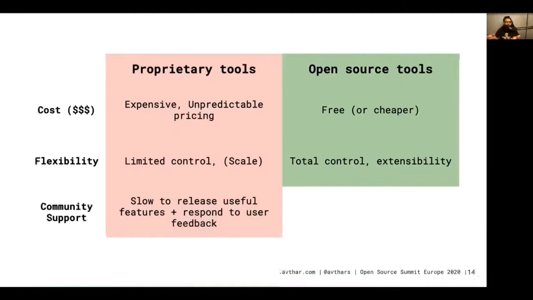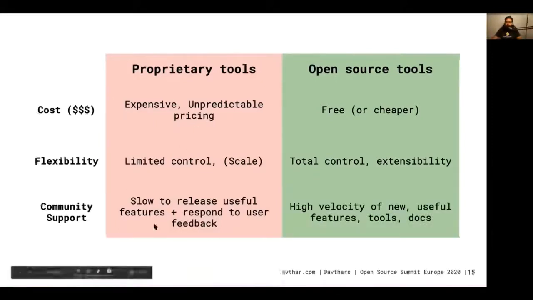And when they eventually deliver, you're left waiting for 6 to 12 months and you can't actually use the thing that you want to. You might have actually experienced this before. So the main con there was that it's slow to release useful features and not really responsive to user feedback.